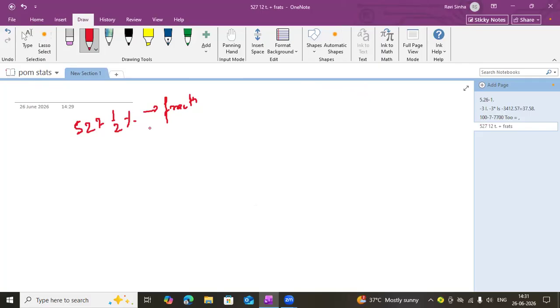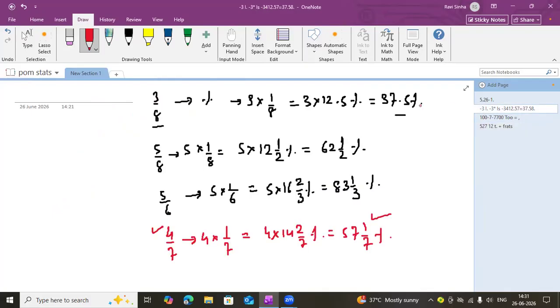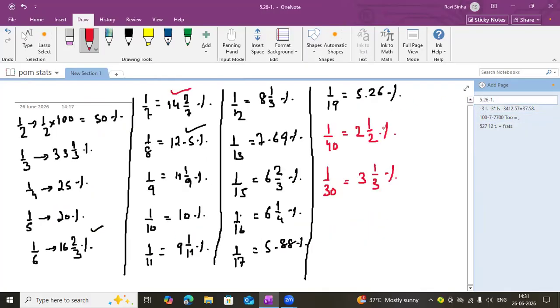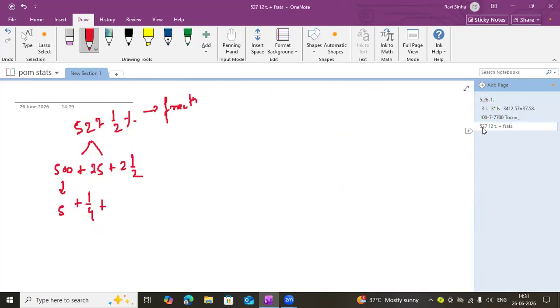So let us see how to proceed with this problem. 527 can be written as 500 plus 25 plus 2 1 by 2%. Now 500 is 5, 25% is 1 by 4, and 2 1 by 2% we see in this table. 2 1 by 2% is 1 by 40. So we need to memorize this. 2 1 by 2% is 1 by 40.